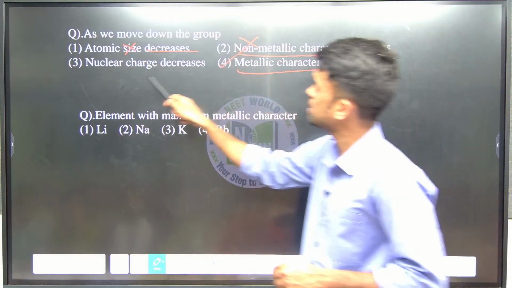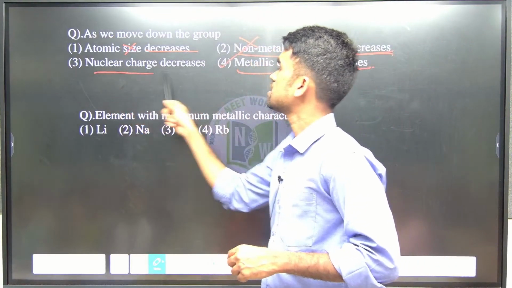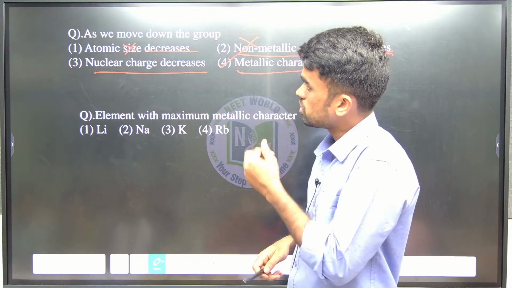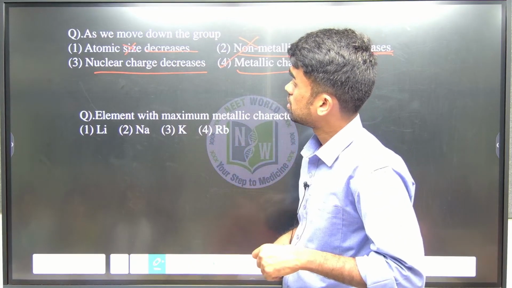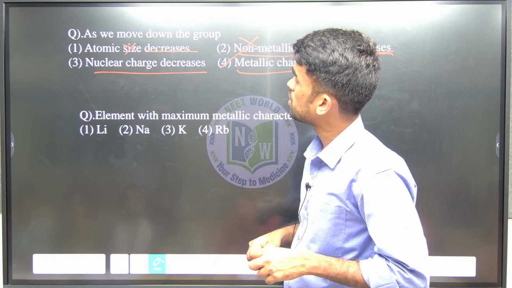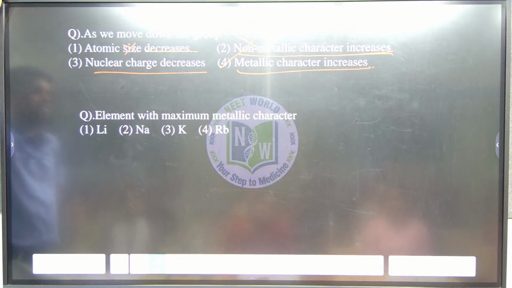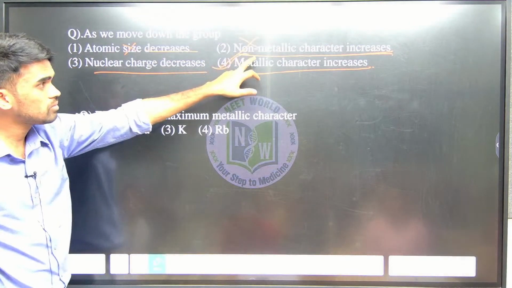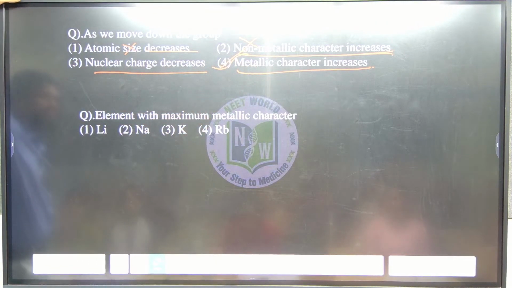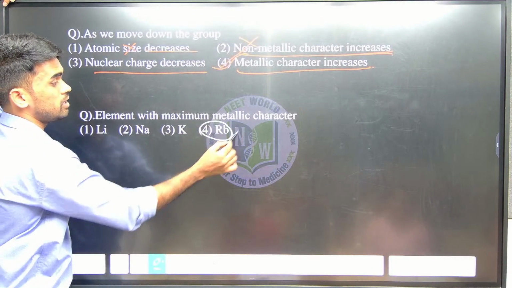Next, this one, nuclear charge increases or decreases? As we move down the group, nuclear charge you can say increases, like protons are increasing, count. Okay, based on that. Next, this one, which is the answer? Element with maximum metallic character. Which one? Rubidium. So down the group, metallic character increases.